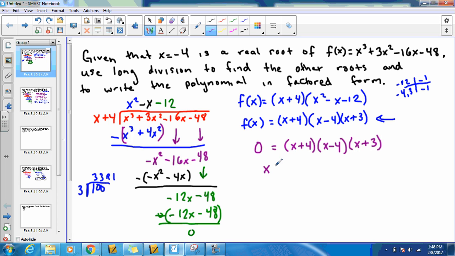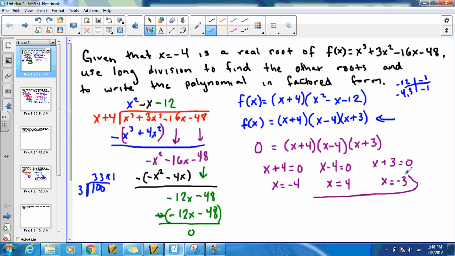So what we do is we set each one of our 3 factors equal to 0, so we can get the different possibilities to make this multiplication problem equal to 0. So we have x equals -4, so I just subtract the 4. I add the 4, and I get a -3 over here. So there are my 3 roots. The one that I was given, and then the other 2.